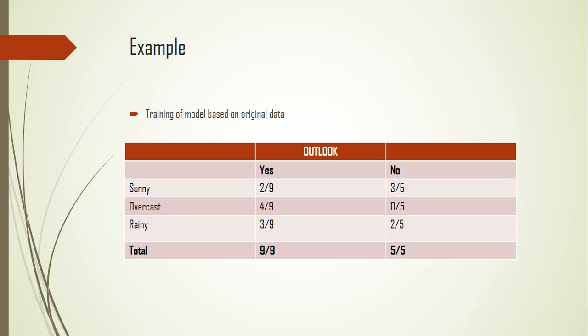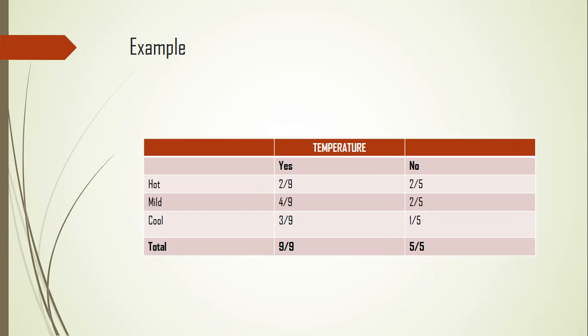Now we have to train our model based on the original information that we are provided. Based on the information, if the day is sunny, 2 out of 9 days we play tennis and 3 out of 5 days we do not play tennis. If the day is overcast, 4 out of 9 days we play tennis and 0 out of 5 days we do not play tennis. And if the day is rainy, 3 out of 9 times we play tennis and 2 out of 5 times we do not play tennis.